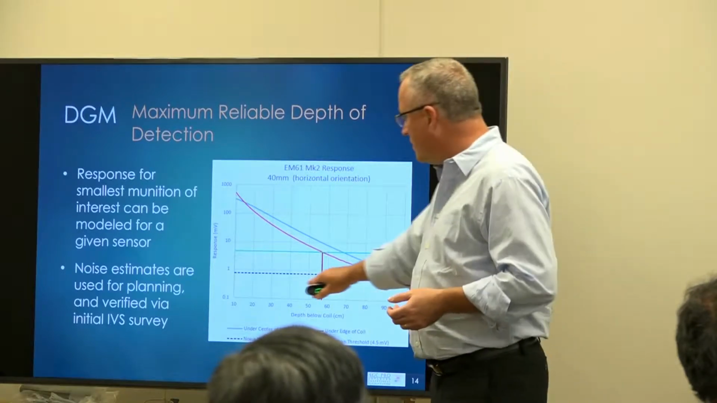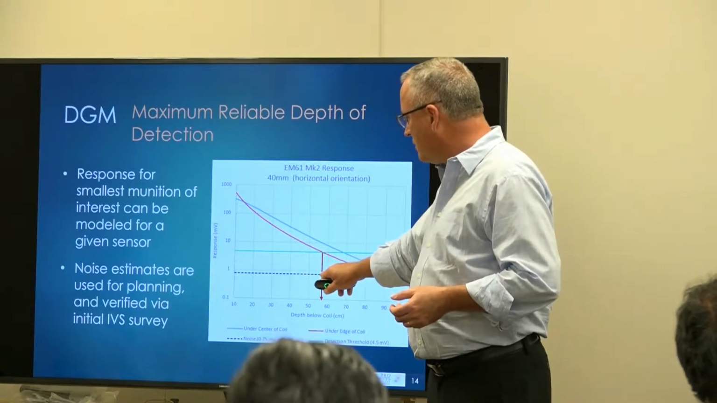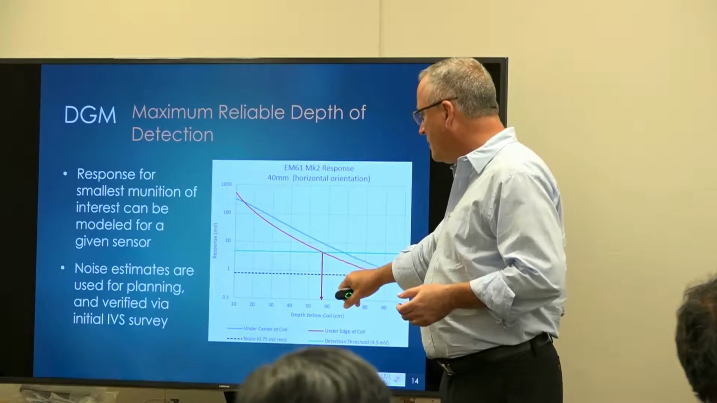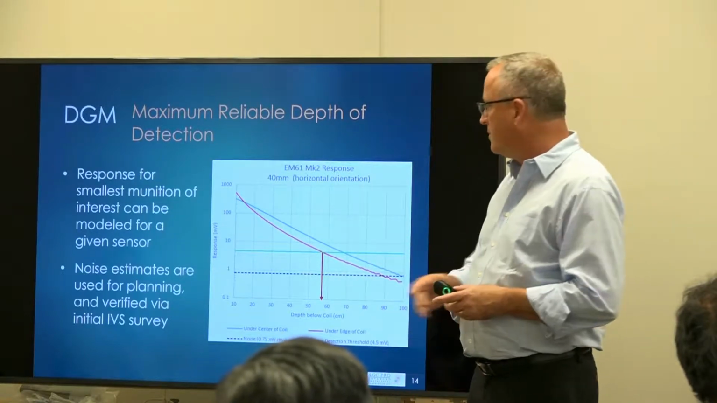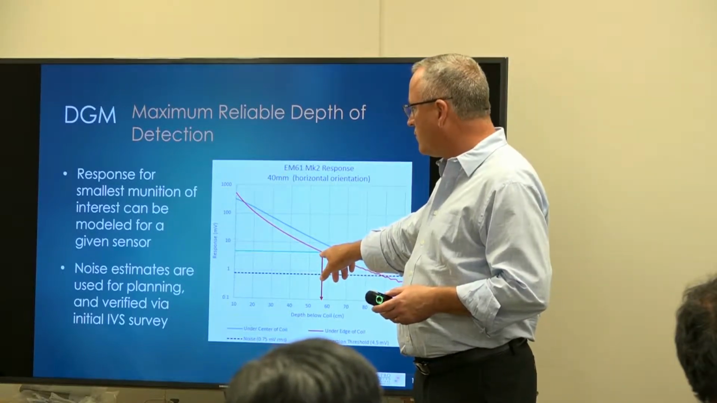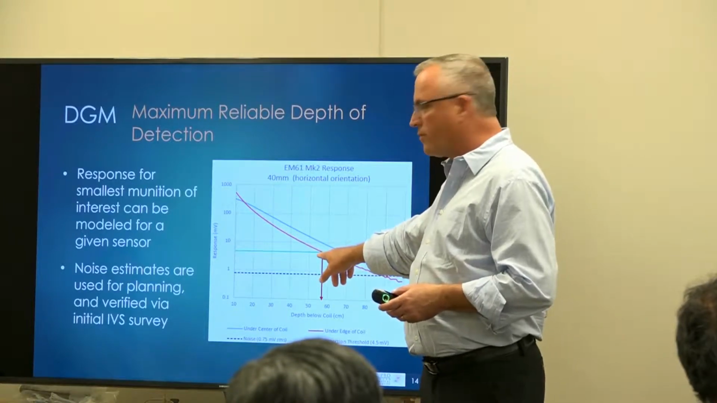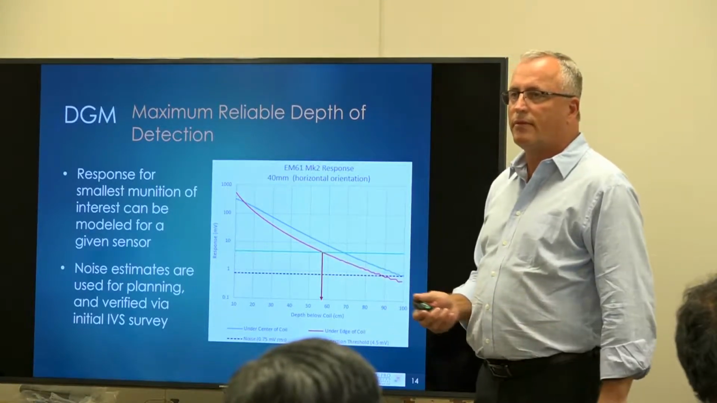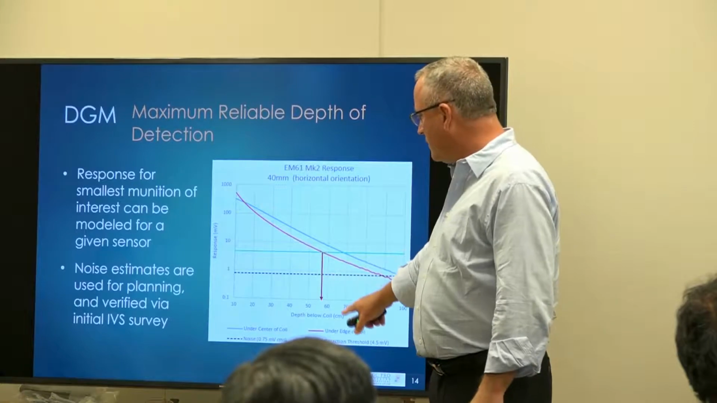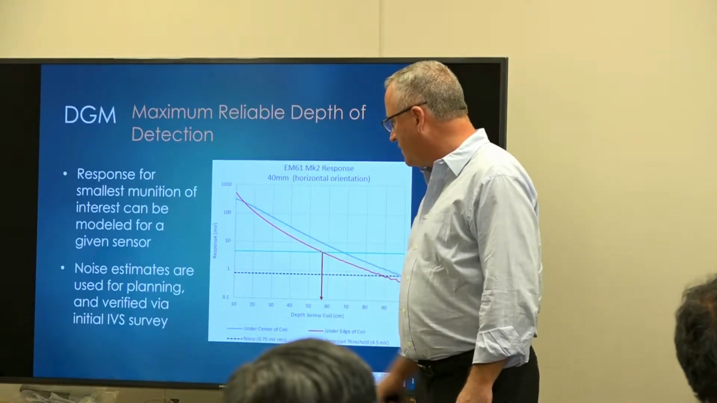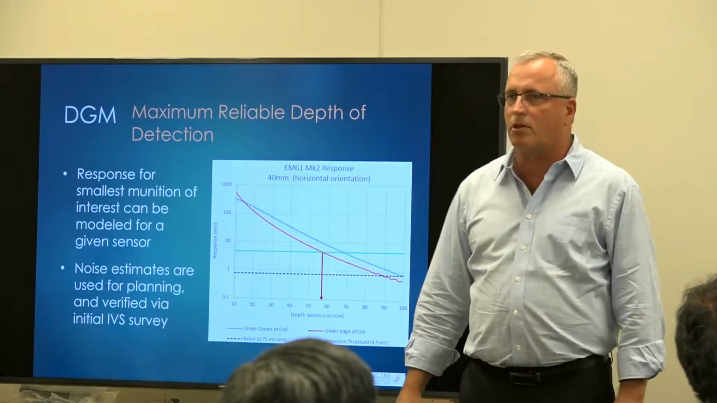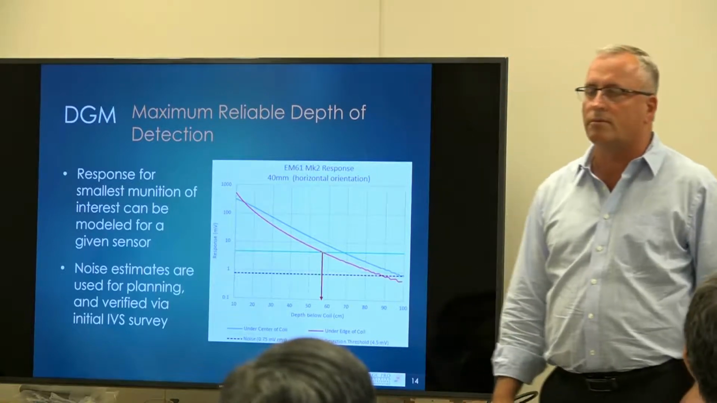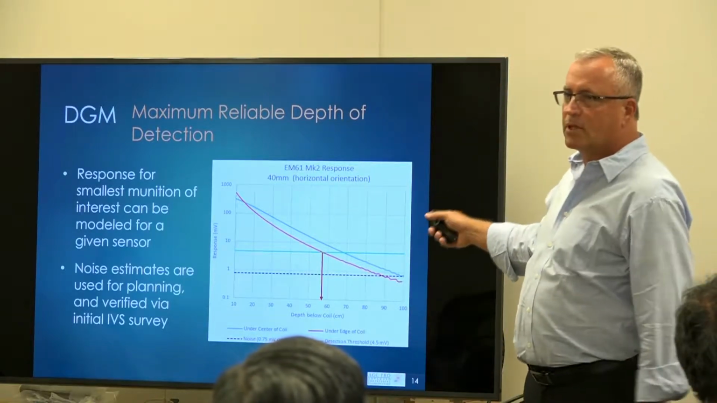And so we have the point at which our detection threshold will be, again, probably 5 times the noise threshold. And the point at which your detection threshold intersects with the worst case signal, that's your maximum reliable depth of detection. In the case here, it's 57 or 58 centimeters below the coil. That's below the coil.